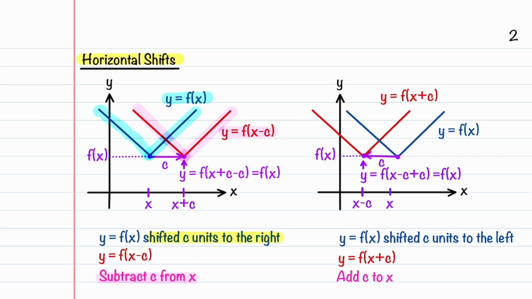I know this seems very counterintuitive. Here's one way to understand this. When x shifts to x plus c, we have to subtract c for the function f of x to stay the same. Let's now look at what happens when we shift a graph to the left. f of x plus c shifts a graph c units to the left. When a graph shifts to the left, we just add c to x. The same reasoning holds as before. If x changes to x minus c, we have to add c for our function value to stay the same.